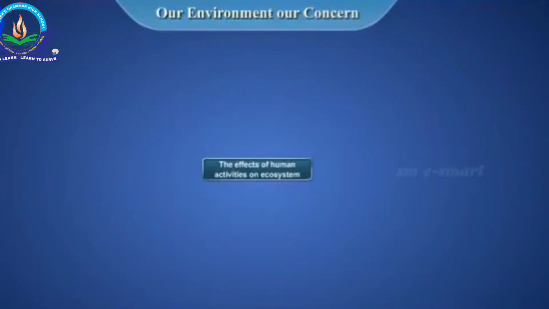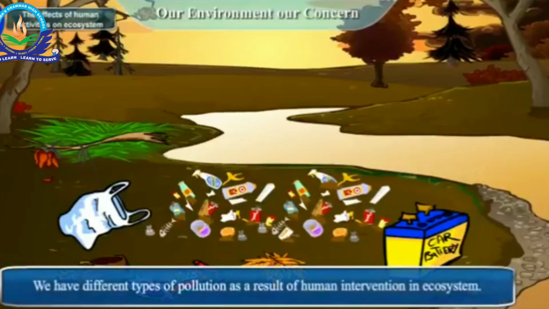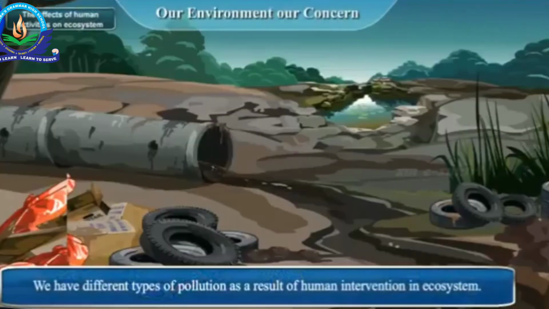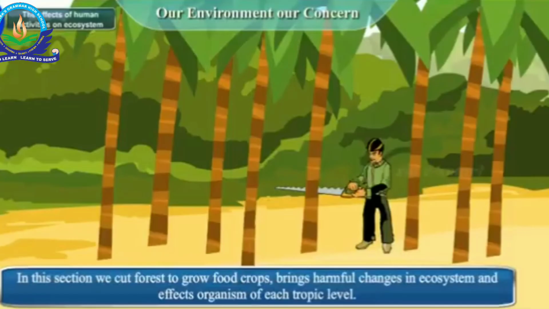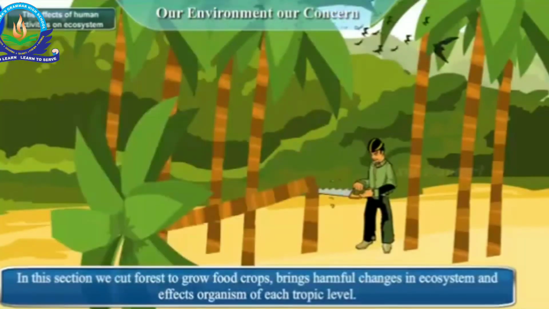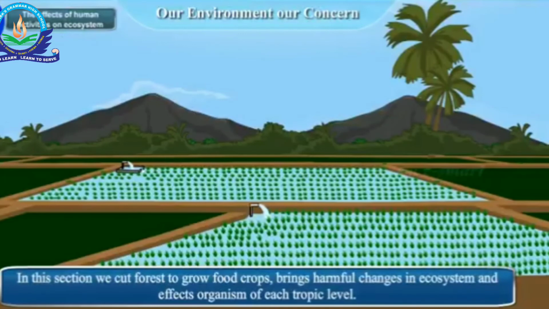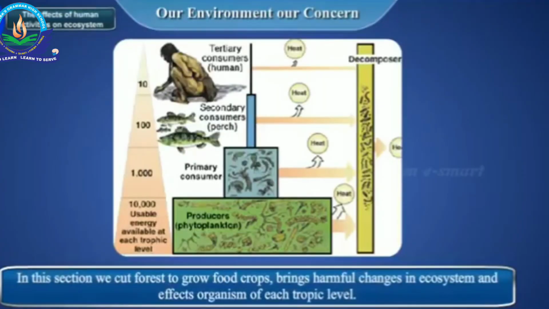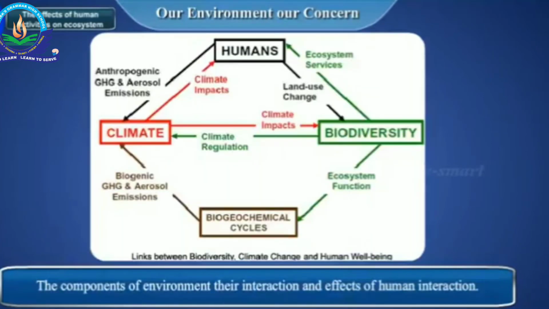The effects of human activities on ecosystem. We have different types of pollution as a result of human interventions in ecosystem. In this session, we see how cutting forests to grow food crops brings harmful changes in the ecosystem and affects organisms of each trophic level. The components of environment, their interactions and effects of human interactions.